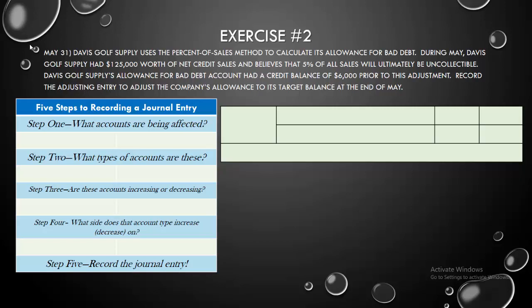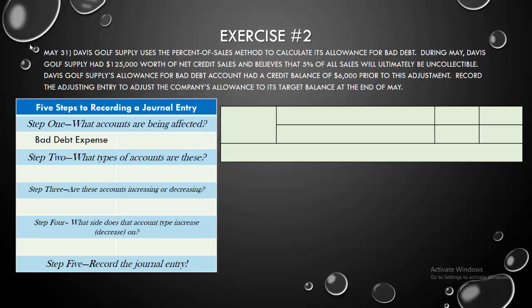They already had an allowance for bad debt of $6,000 prior to making this adjustment. We got to make the adjusting entry now to get our bad debt to what it should be. Well, how are we going to do that? Again, we made these sales during the month of May. Bad debt is an expense related to the sales, which means we need to put the bad debt expense on the books in the same period that we recorded the sales.